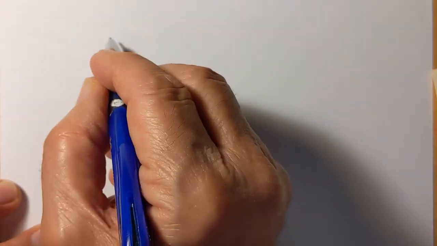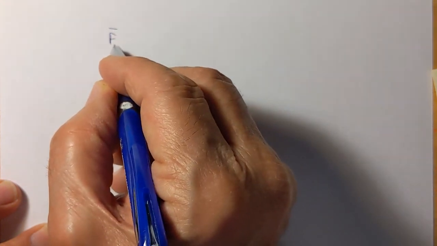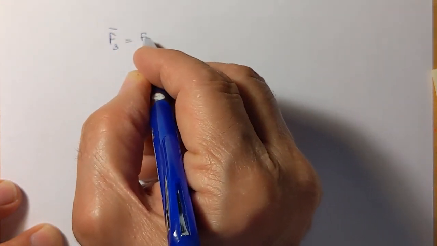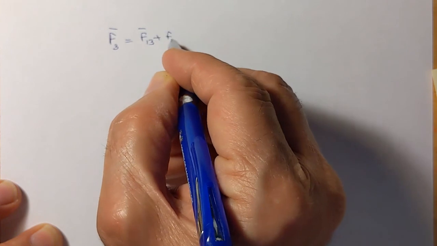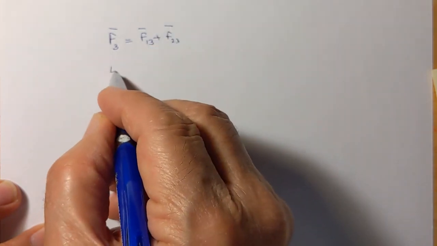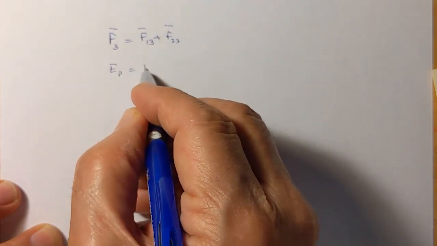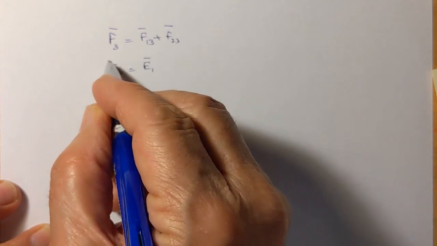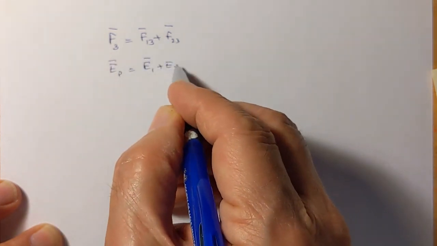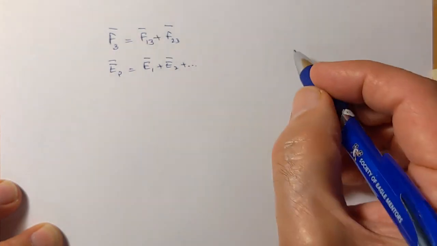Now if we have, like we had for forces, the force on particle number 3 was F13 plus F23. Similarly, the electric field at any point is the electric field due to charge 1 plus the electric field due to charge 2 plus any other charges.